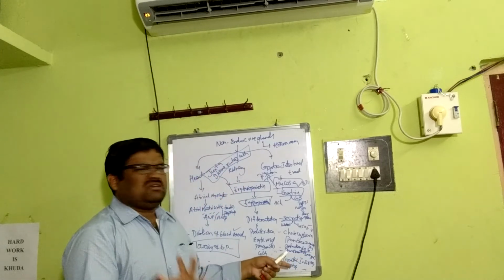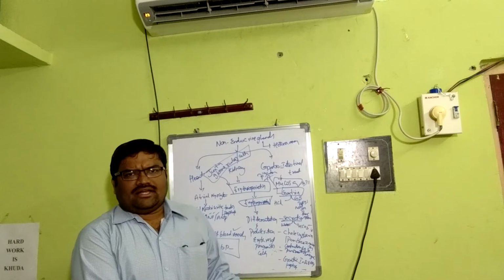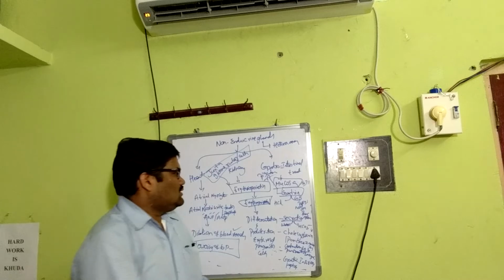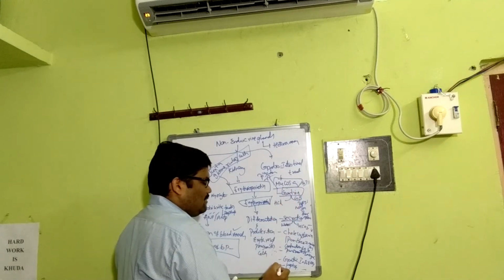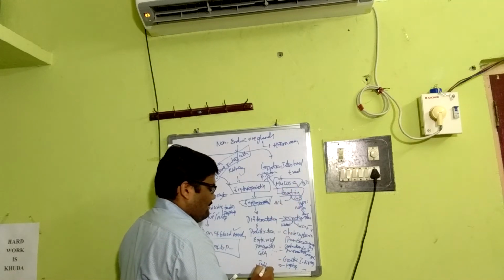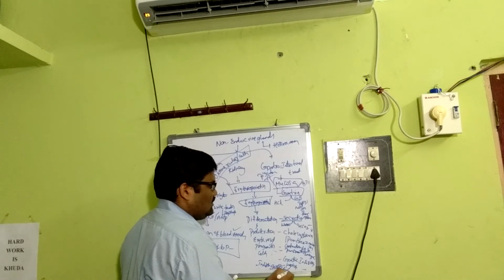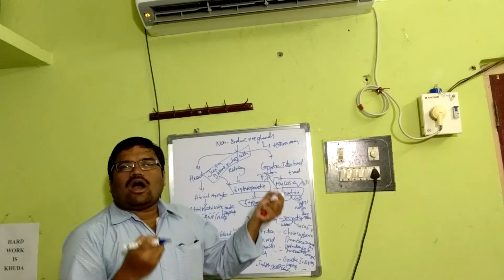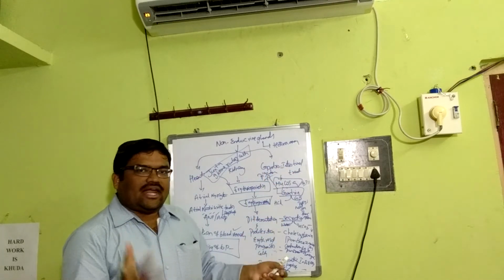Gastric inhibitory peptide. As the word implies, it inhibits the gastric glands, so that they cannot secrete gastric juice. The gastric inhibitory peptide inhibits gastric glands. So these are the different hormones secreted by the mucosa of the gastrointestinal tract.